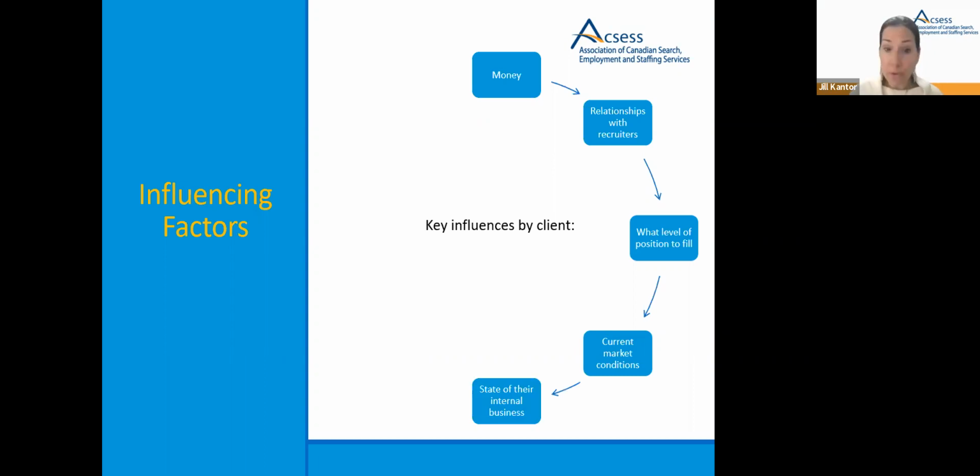What about the state of their internal business? What's happening internally? Are they growing? Are they shrinking? Are they laying off? What is their company policy, generally speaking? Do they promote from within? Do they have to post externally before they hire internally? Whatever that may look like. What about certain legislation, pay equity, minority, all of that, whatever legislation they're adhering to?